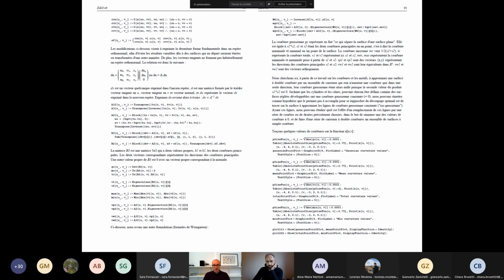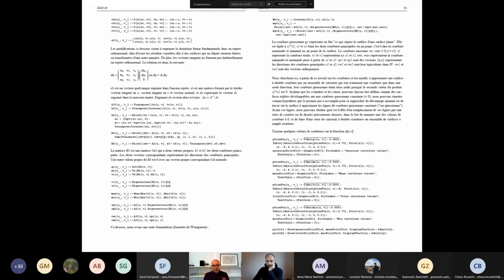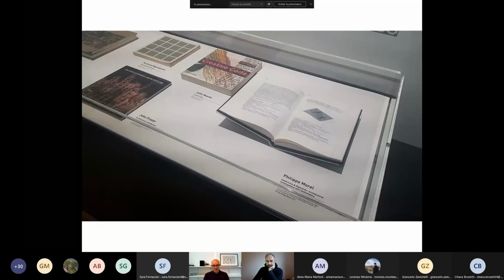So I started also to write my own functions for analyzing mathematical properties of surfaces, like different kinds of curvature: mean curvature, minimal and maximum curvature, Gaussian curvature, and all of these things. I'm lucky enough that this work has finally been acquired by the Centre Pompidou for its art book collection.